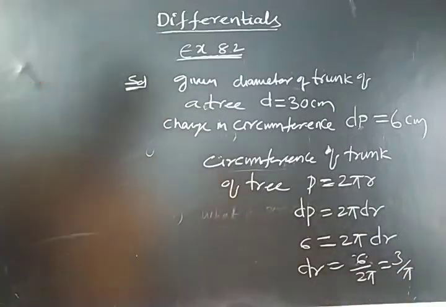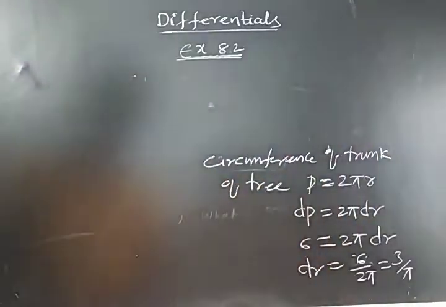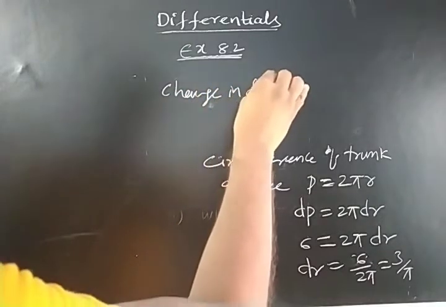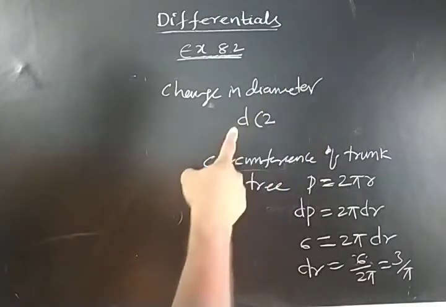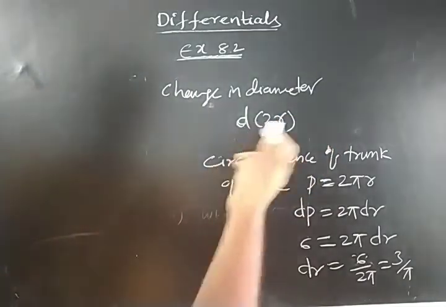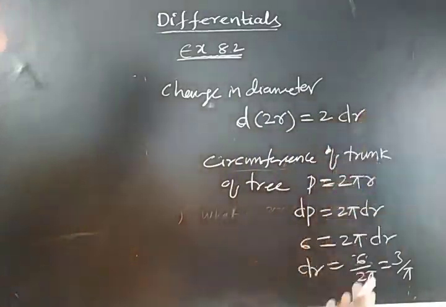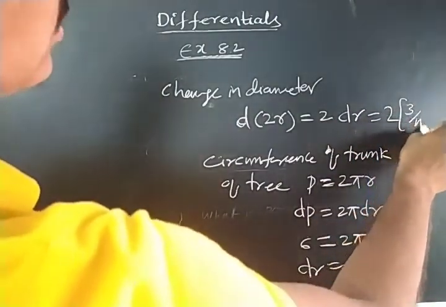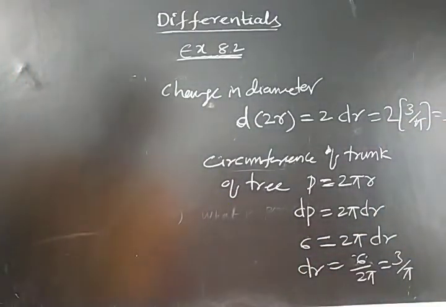So this is the change in radius, but we need the change in diameter. We need dD, right? Change in diameter. So how to get it? Differentiate. D means diameter, 2r is the diameter. So I am differentiating 2r, and you will get 2 into dr. Already we got the dr value, 3 by pi. By substituting 3 by pi, we will get 6 by pi. So 6 by pi is the change in diameter. Now the first question is completed.